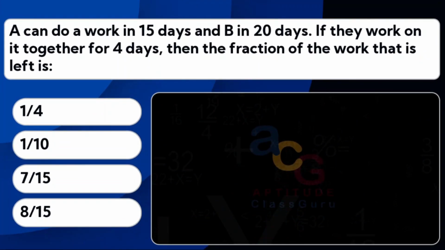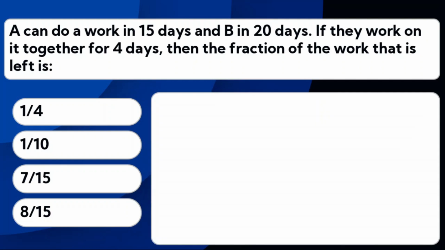Look at the first problem. A can do work in 15 days, B can do work in 20 days. If they work together for 4 days, then the fraction of work that is left is? When you are doing this type of problem, remember one thing: always try to find the work done per day. If you find work done per day, it will become much easier. This is the pattern I will follow for each and every problem.